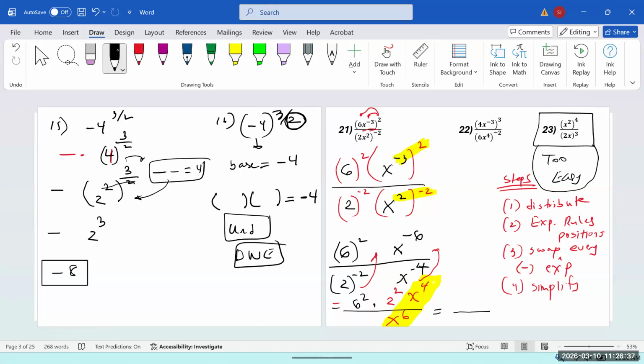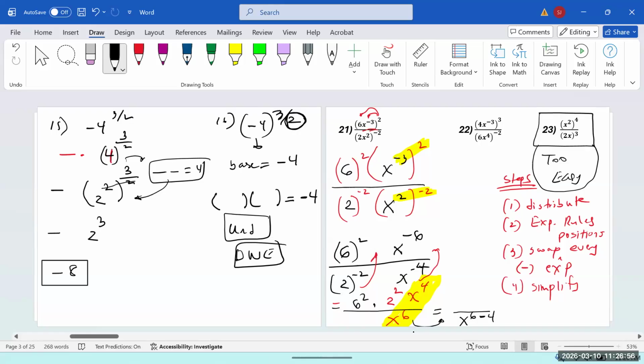Highest power, you keep the position. So which one is higher, 4 or 6? So keep your 6 position. And then you're going to subtract how much? 4, because the numerator is 4. So we simplified this. And now we have 6 squared.